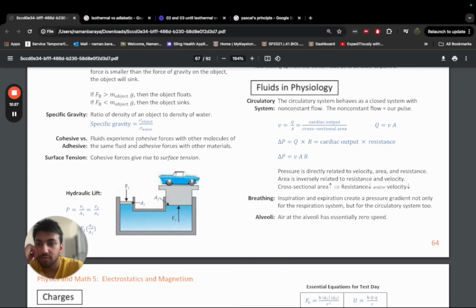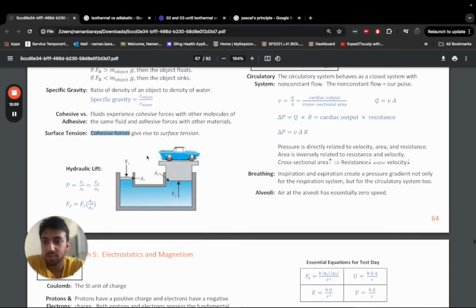Cohesive versus adhesive. Fluids have cohesive forces with other molecules of the same fluid. So cohesion is like why water forms droplets, because they're all cohering to each other. And then adhesion is that it sticks to other materials. So that's why water sticks on a windshield, for example, because it's adhering to the windshield. Surface tension: because of cohesion, these water molecules are sticking together, and that's why crickets are able to walk on water. I forgot which insects are able to. That's why, because there's surface tension.